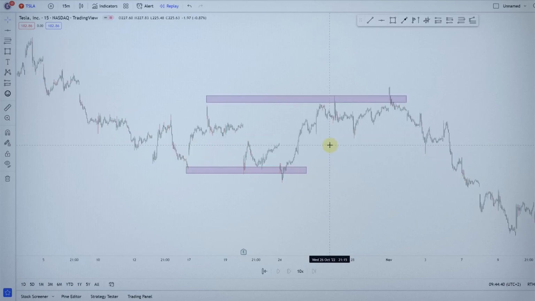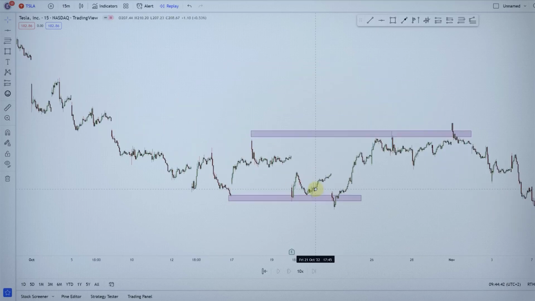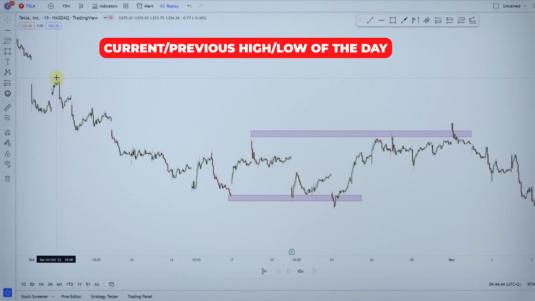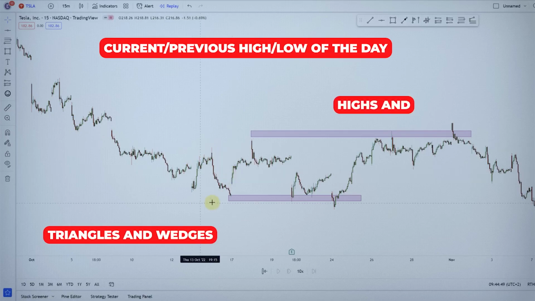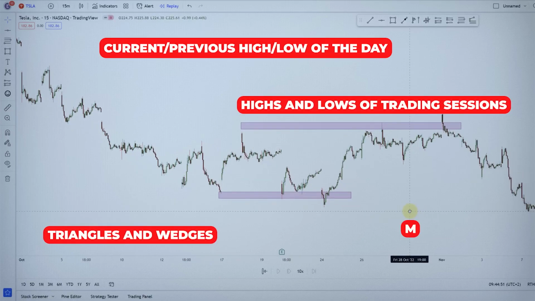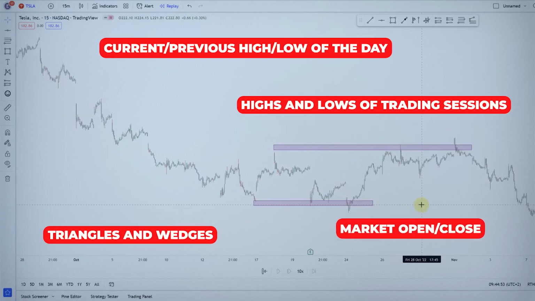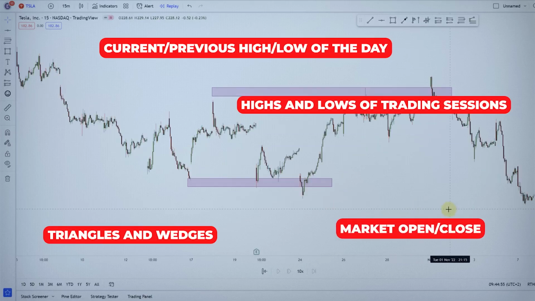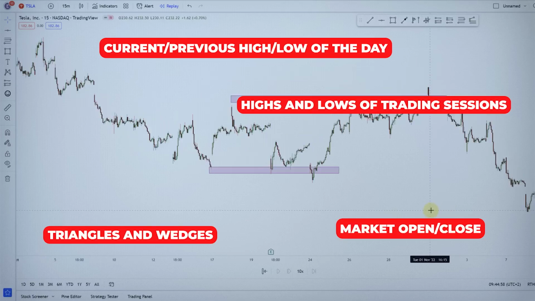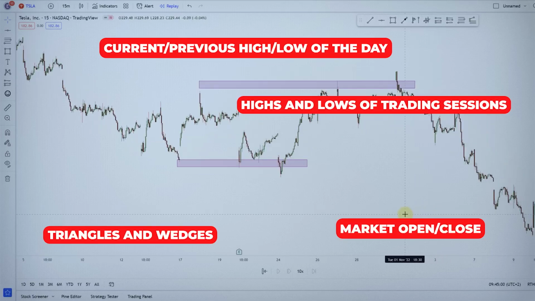You need to start paying attention to several levels in the market, like the current and the previous high or low of the day, triangles and wedges, highs and lows of the trading sessions. Market opens are other areas of interest. You definitely want to account for all of these elements as part of your plan.